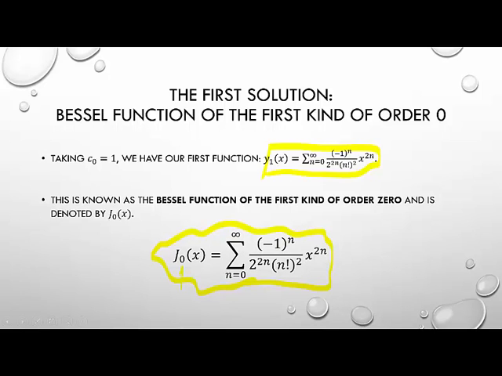It's of the first kind because it's the first solution that we got out of the 2 solutions that we're supposed to get, the 2 linearly independent solutions. So Bessel's function happens to be an important function in physics and engineering, and it is a solution to the differential equation that we're working on. And it turned out that this is just of the order 0, and we can have different orders, as you may guess.